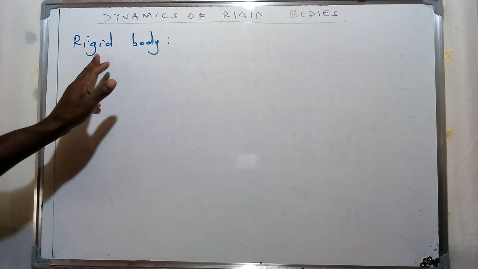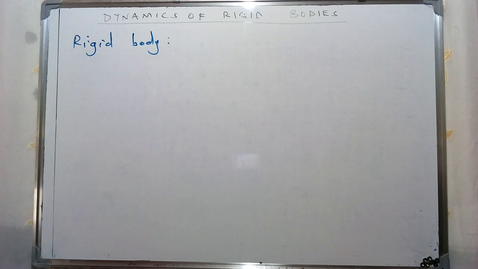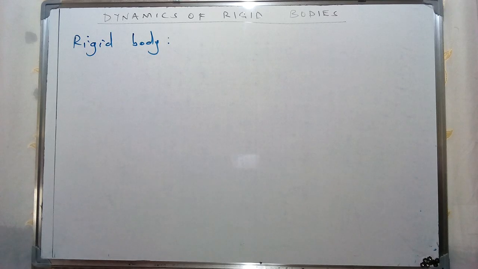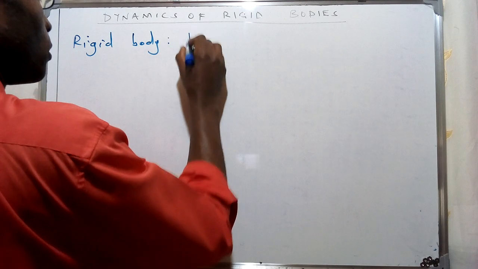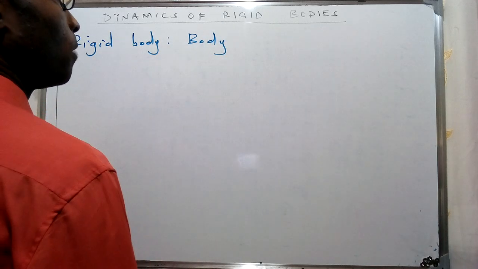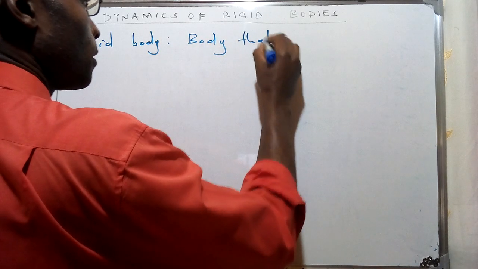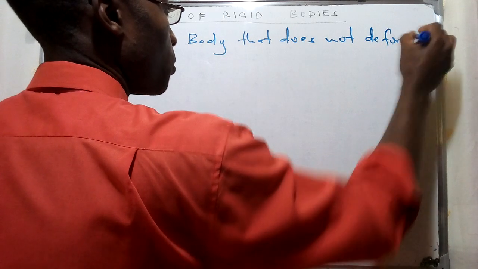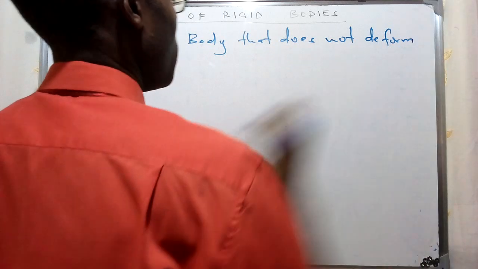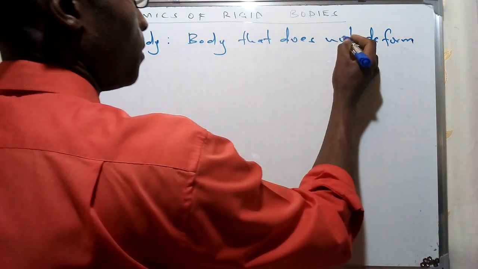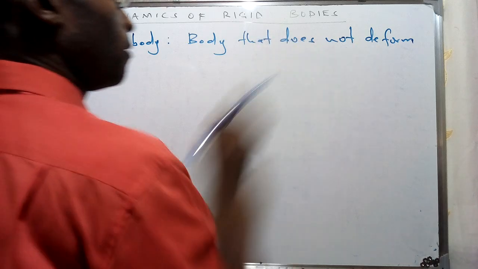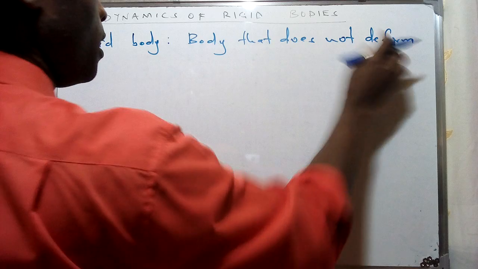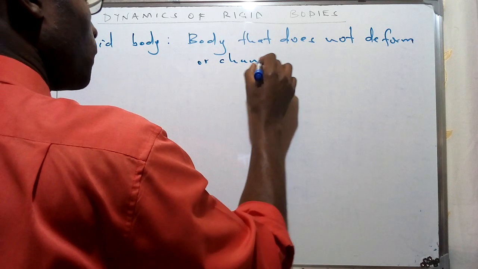A rigid body is a body that exhibits a tendency of not deforming or changing shape. I'm going to have this in a summary form, and I'm not going to give the statements in detail. So a rigid body is basically a body that does not deform or change shape.